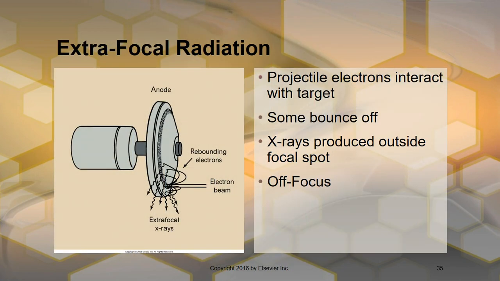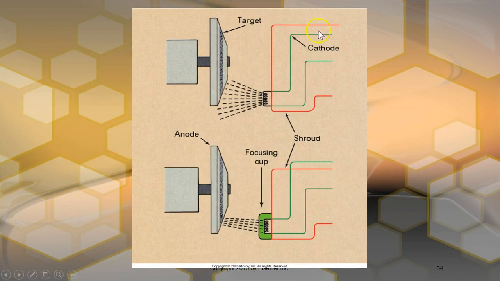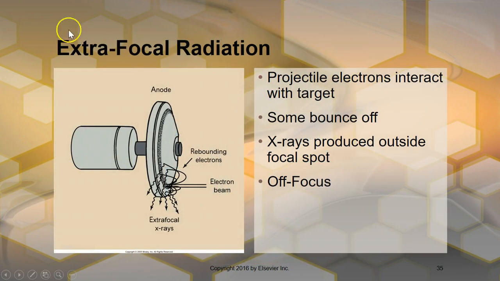And when you look at this, these that are not hitting the target the way they're supposed to, we also call those extrafocal radiation, and this is when they are off focus and these projectiles actually interact with the target, and then they start bouncing off everywhere. And these are off focus and they will not end up being a part of your actual X-ray image, but they can leak out through that window and cause damage to the patient that you have on the table.